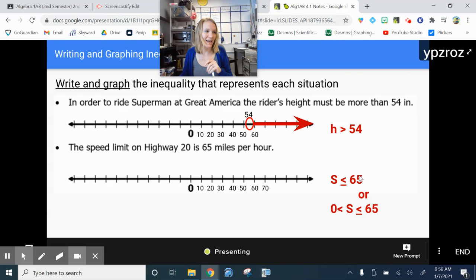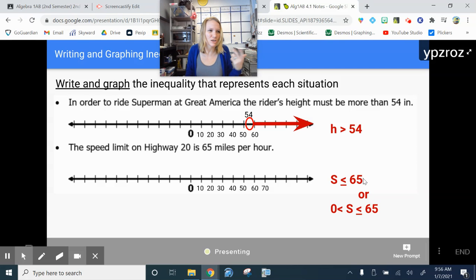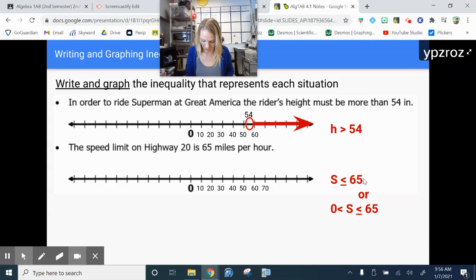So we could just write this as S is less than or equal to 65. And I'm using S because it's the speed limit. You can use X if you want. It's just a variable representing the speed limit, so I used S for speed.